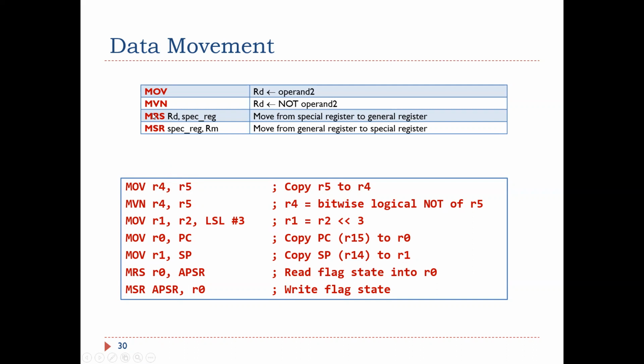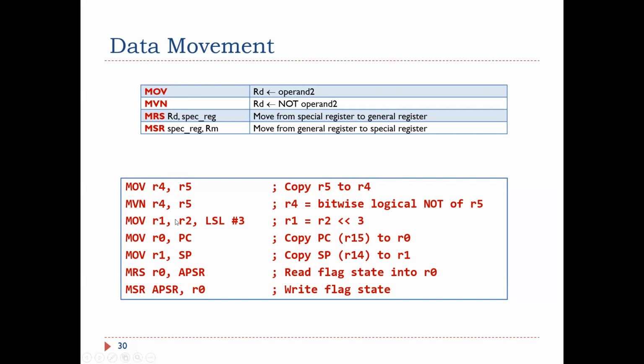You might not have seen MVN, which is another variant of move. Before it moves R5 to R4, it's going to do a NOT operation. Meaning it is going to flip every bit here, and then it's going to copy the data to R4. So it's a NOT of operand 2, and then it is moved to R4.